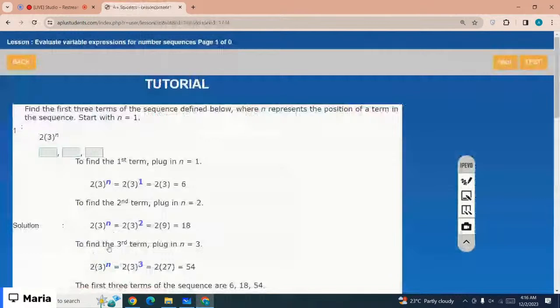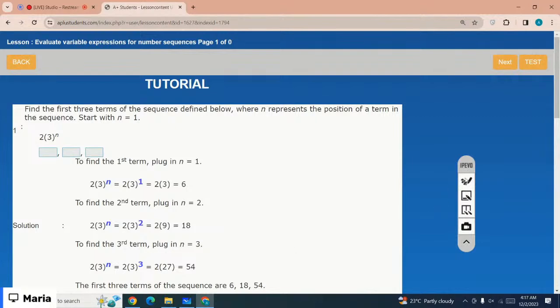Okay, basically you are given a numerical expression, right? You have to evaluate that numerical expression for different values of the variable. For example, you can see the first example. Find the first three terms of the sequence defined below, where n represents the position of a term in the sequence. Start with n equals 1, and the expression you are given is 2 times 3 exponent n, right?